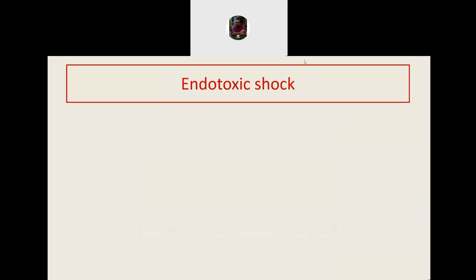How does lipid A cause endotoxic shock? So when there is a gram-negative bacterial infection, the body attacks the bacteria by the immune system, and this causes release of the lipid A or lipopolysaccharide. This is the endotoxin. Lipopolysaccharide binds to a plasma protein known as the lipid binding protein.